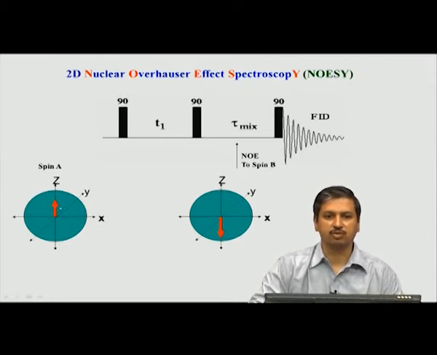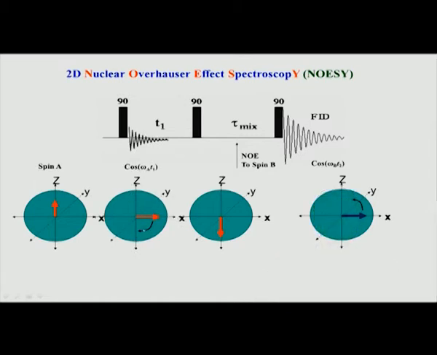So, you start from spin A magnetization, which is along the z axis, because before any pulse is applied, it is called the relaxation delay, means you allow the spins to relax back to complete equilibrium. Then you apply this pulse, this is a 90-degree pulse, this brings the spin A into the xy plane, and during this period it evolves because of chemical shift, and that evolution is represented mathematically as cosine omega T1. Omega is the chemical shift.